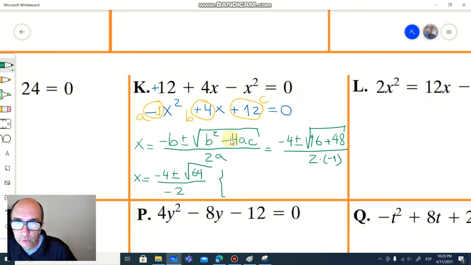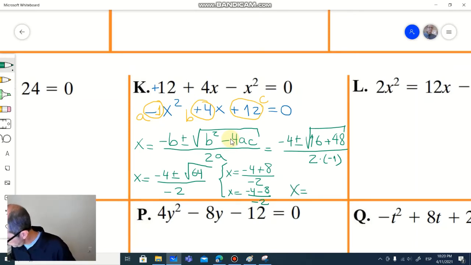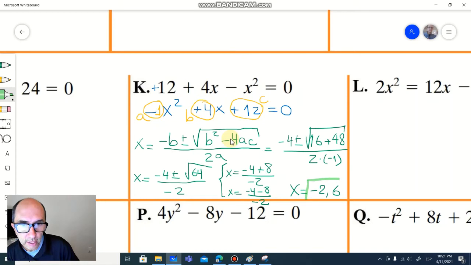We will have two solutions. One is x equals negative 4 plus the square root of 64, which is 8, over negative 2, or x equals negative 4 minus 8 over negative 2. The answers will be x equals, just make sure you get the right answer, negative 2 and 6. Yes. Okay, only the numbers. When you type on Microsoft Forms, you're going to type only the numbers.